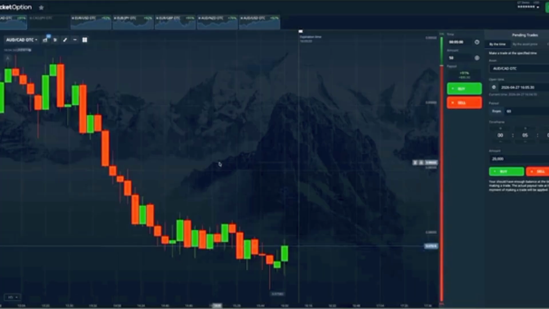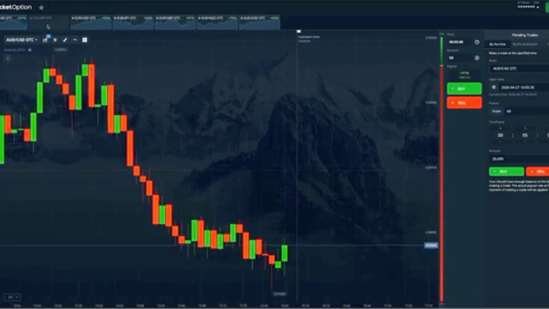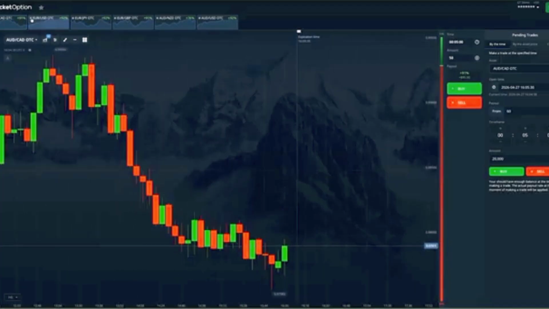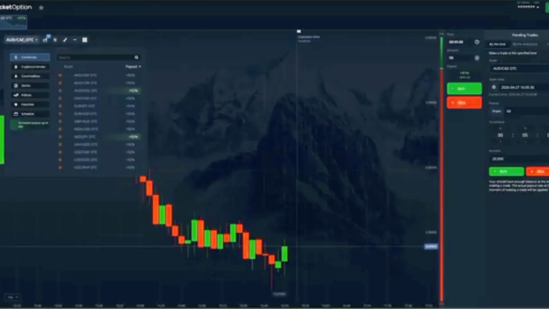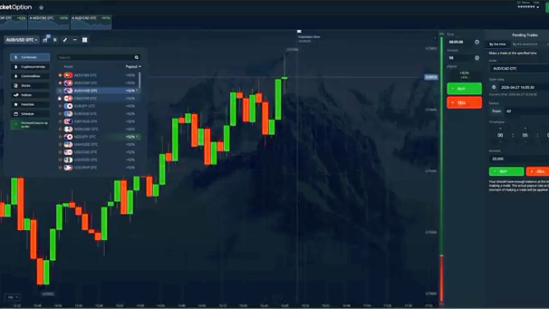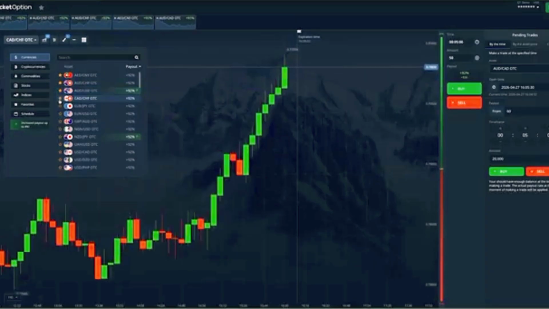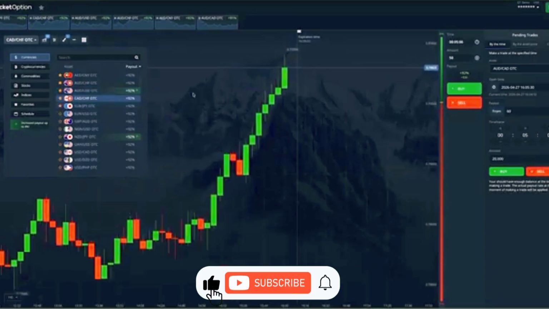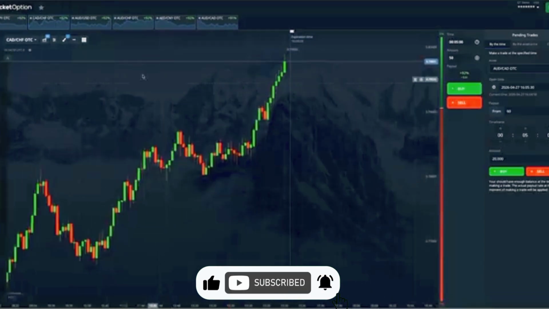I think this can be the easiest strategy for binary options, if you don't have any experience at all about how to trade, how to open trades inside Pocket Option or Quotex or the broker that you prefer. For me, the easiest strategy for binary options is support and resistance.